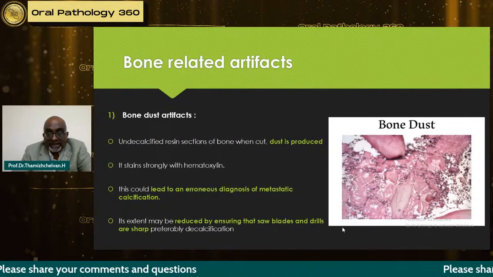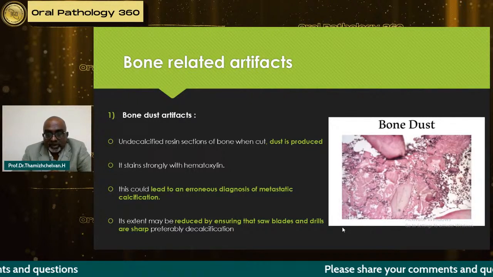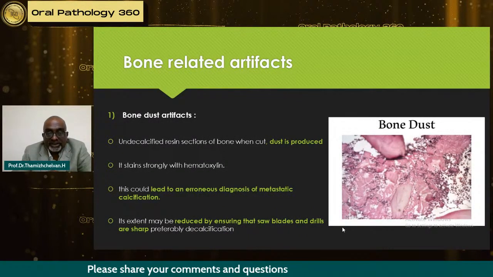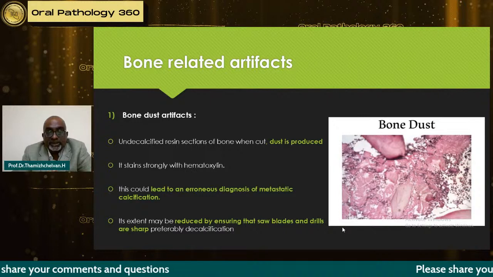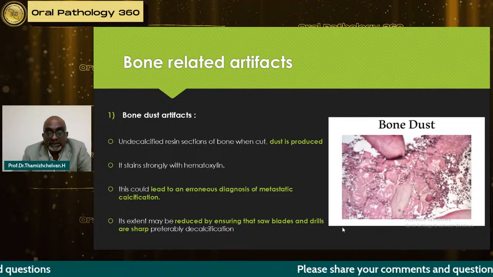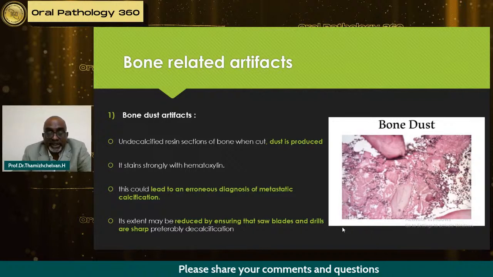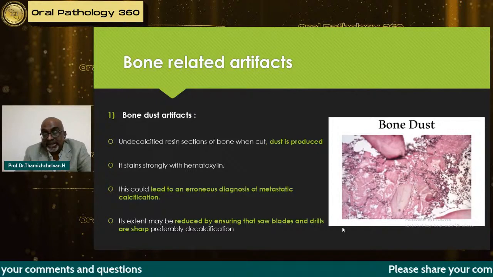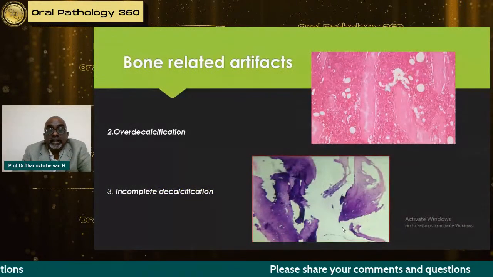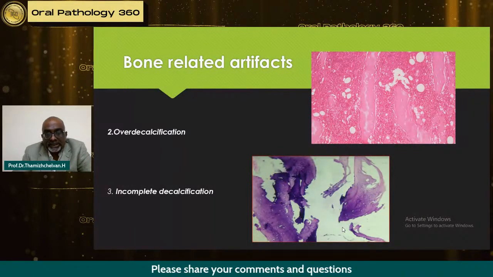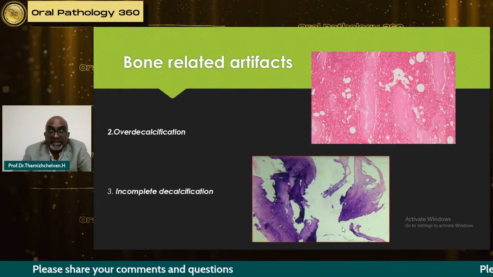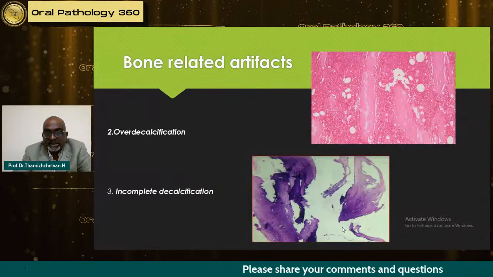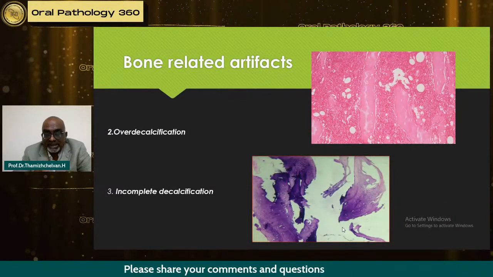Bone related artifacts. When you get bone specimens, we take the bone for cutting under the saw. If the saw is not properly cleaned or not properly sharp, you have bone dust getting deposited, and this could lead to an erroneous diagnosis of metastatic calcification. This can be reduced by ensuring that saw blades and drills are sharp, preferably decalcifying. And decalcification has its process; either over-decalcification or incomplete decalcification can also give problems. When you put a solution for decalcification, check every day so that it can go to the correct stage for cutting.